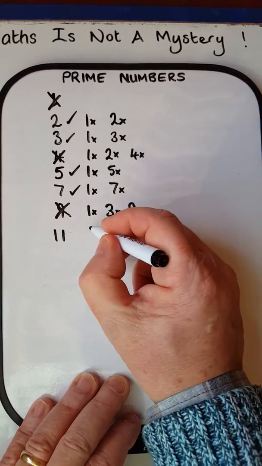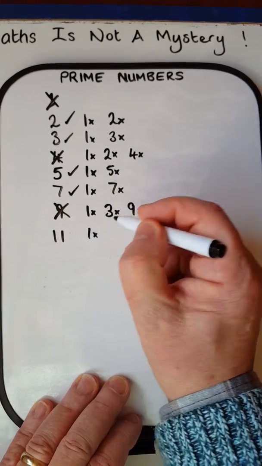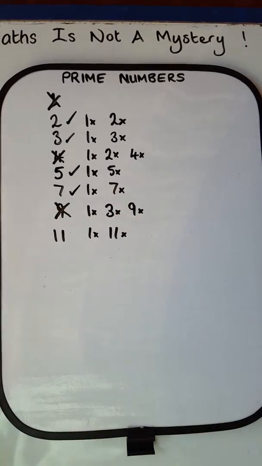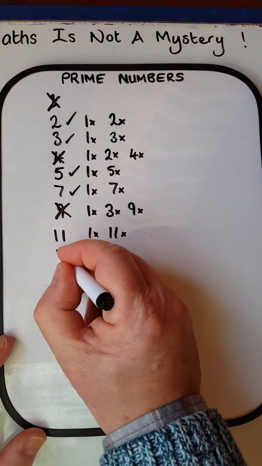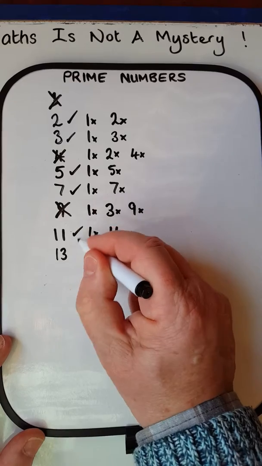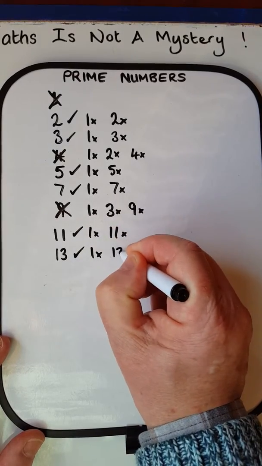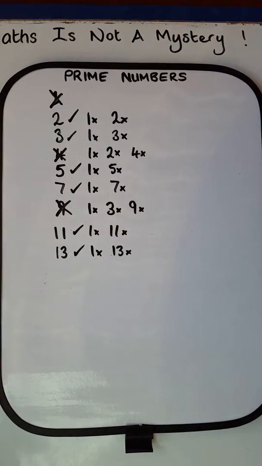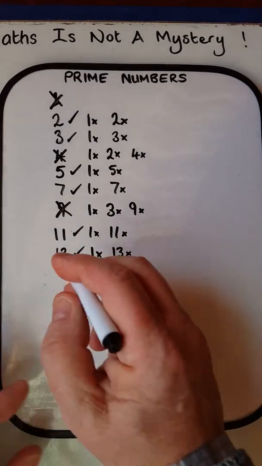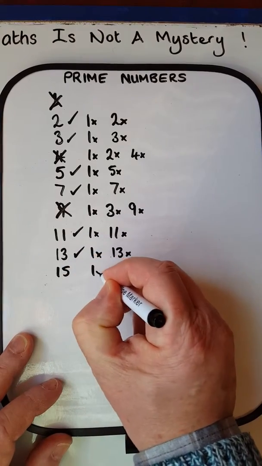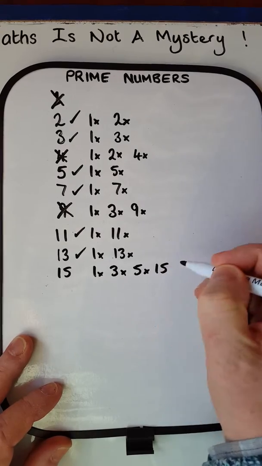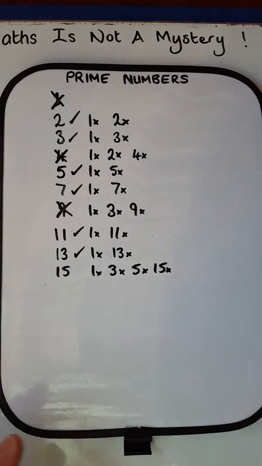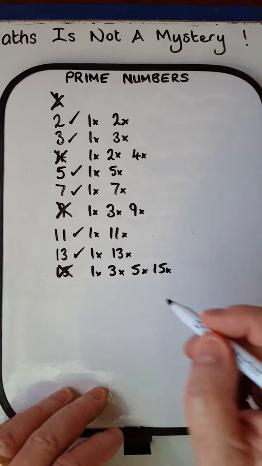11 is a prime number, 1 times table, and the next one up is the 11 times table. It's not on any times tables in between. 13 is a prime number. It's on the 1 times, the 13 times, nothing else. 15 isn't. 15 is on the 1s, it's on the 3s, it's on the 5s, and it's on the 15s. So that's more than 2, isn't it? So it's not a prime number.